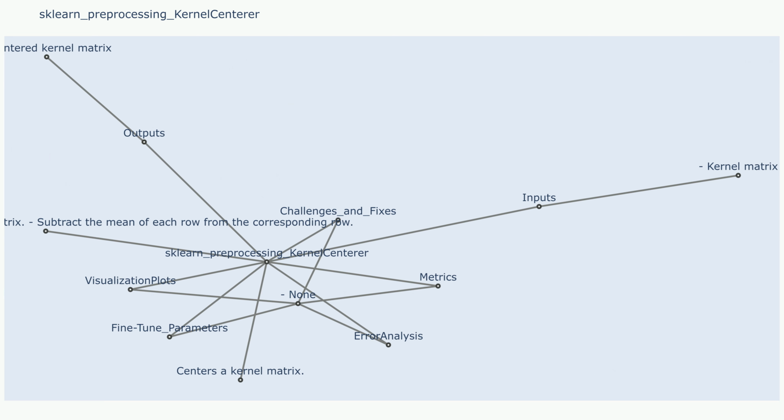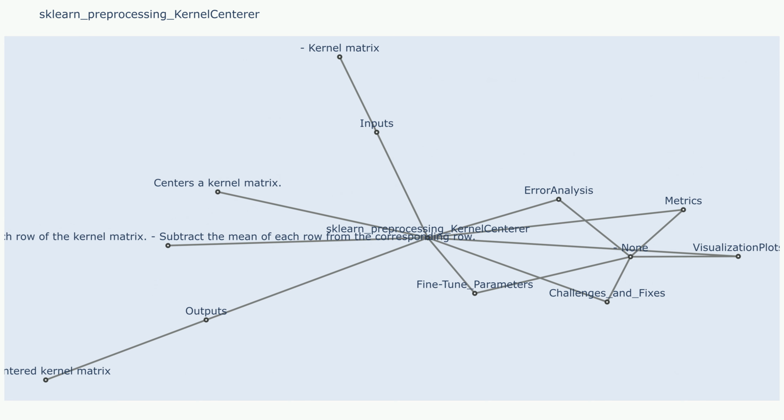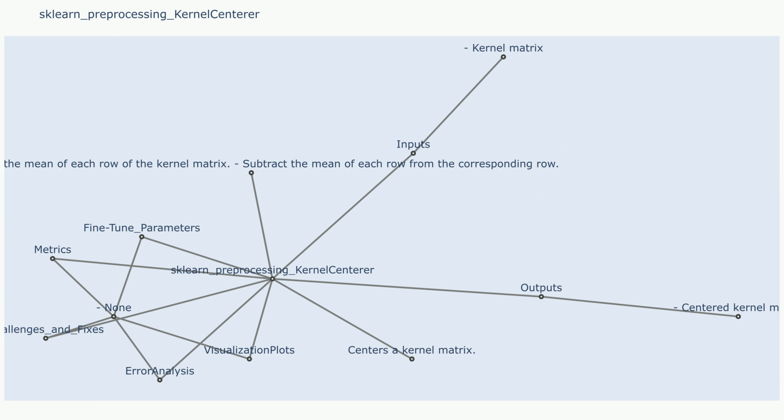Challenges and fixes. Challenge 1. The input data should be a valid kernel matrix, meaning it should be square and symmetric. Sample use case that resulted in challenge 1: providing a non-square or non-symmetric matrix as input. Fixes to challenge 1: ensure that the input data is a valid kernel matrix before using KernelCenterer.